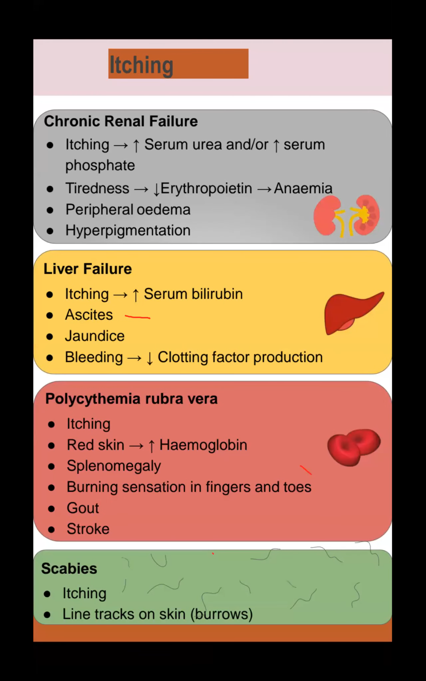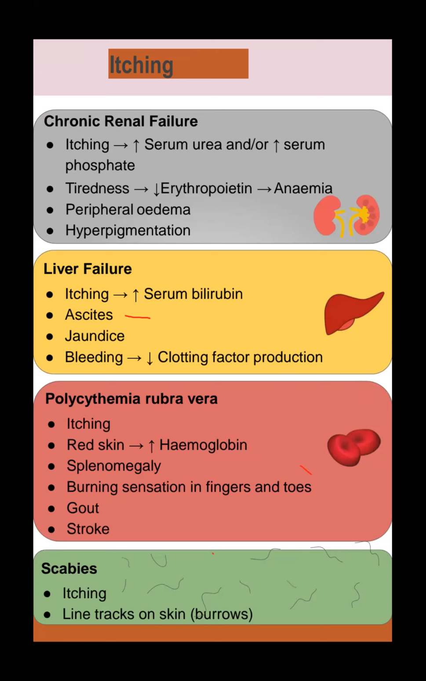First, if it is chronic renal failure, there will be high serum urea, high serum phosphate, low erythropoietin, peripheral edema, and hyperpigmentation. That's it. That's the itching. The diagnosis is chronic renal failure, or liver failure.